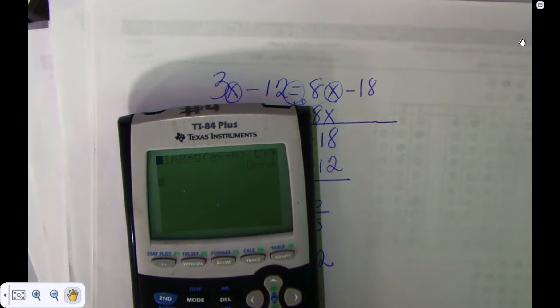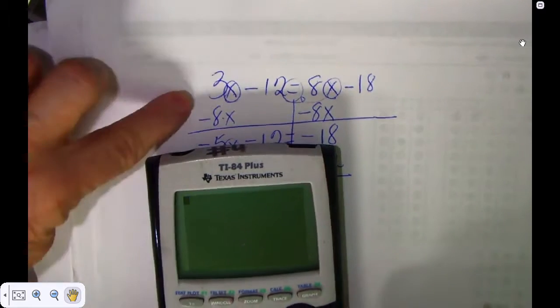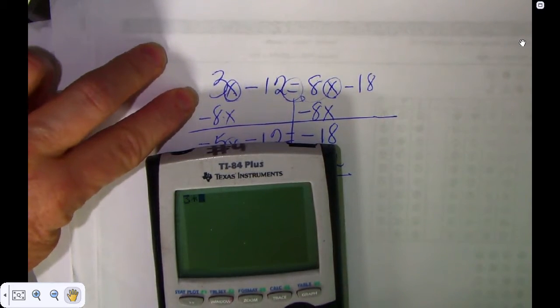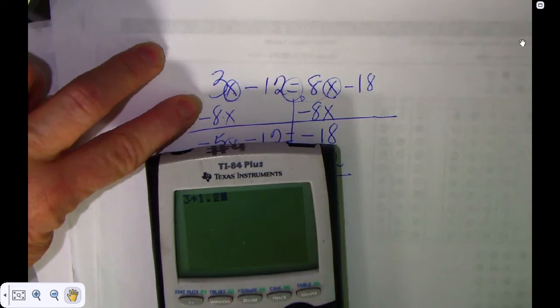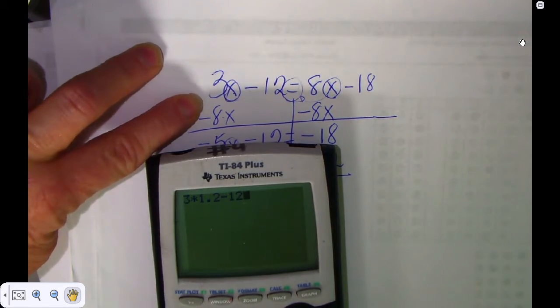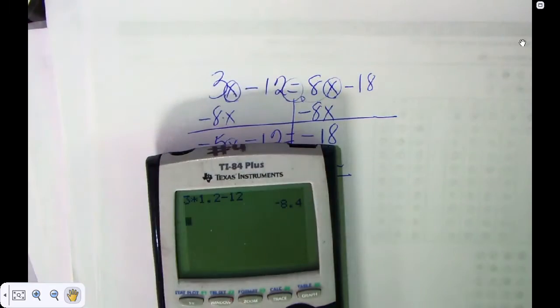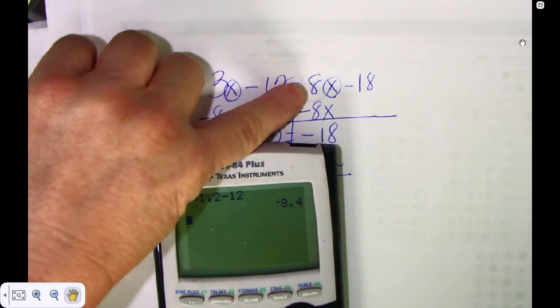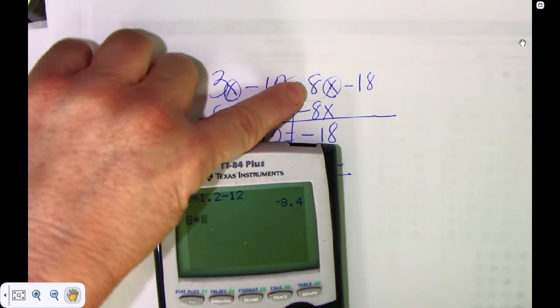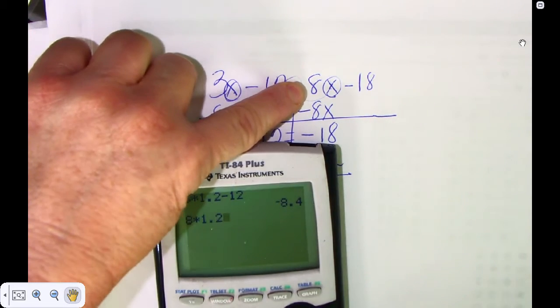Okay. Now, look, I'm going to check it. So I'm going to go 3 times 1.2 minus 12. Thank you, people that said it with me. Enter. Okay, leave it there. That's what we have to get on the right side. 8 times 1.2.